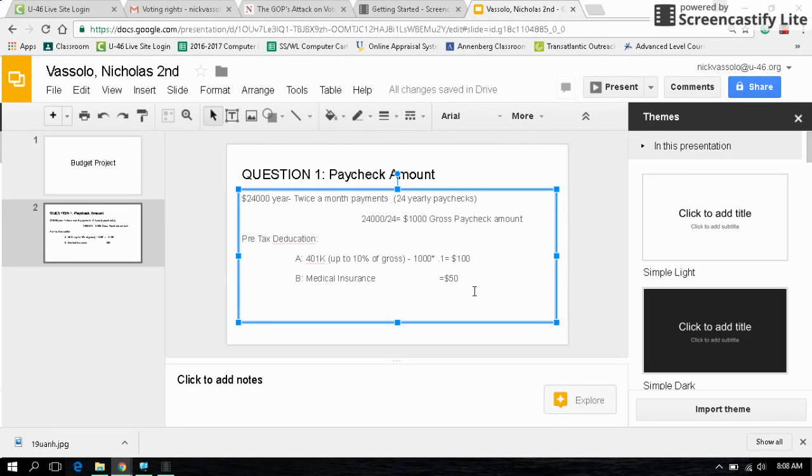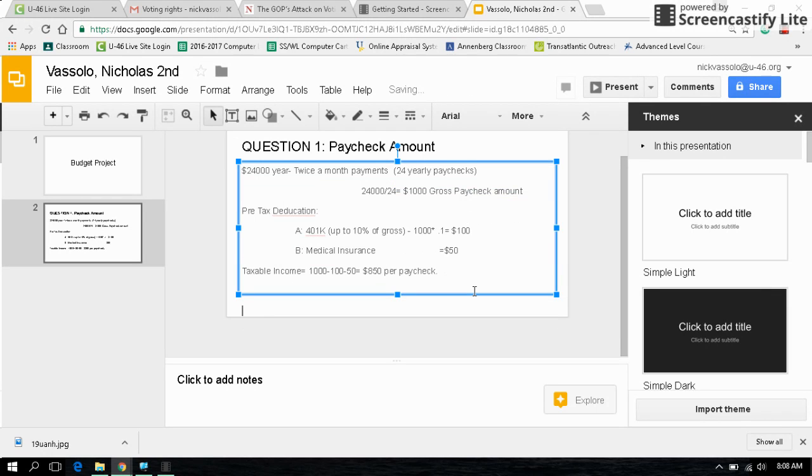Okay. So then your taxable income, whatever's going to be left after you've taken that money out, is going to be that $1,000 minus that $100 minus that $50, and you're going to be left with, in this case, $850 for a paycheck. Okay. So then we're going to go on to the next slide.